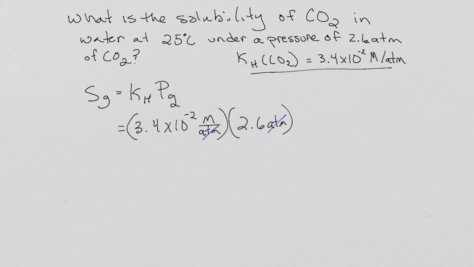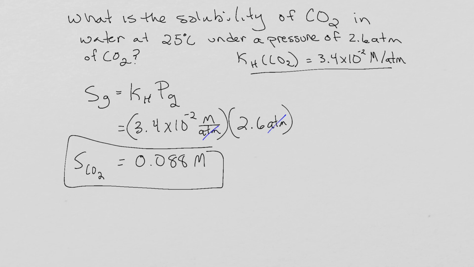So if we go through our problem, notice our atmospheres cancel out as units. We go through and do the math, and we get a solubility, in this case of CO2, that's equal to 0.088 molar. So under these conditions, you're going to dissolve 0.088 moles of carbon dioxide per liter of our solution. Now, we might say this is a really small number. Yeah, it is, but think about what the normal solubility is, quoted by the Henry's law constant.